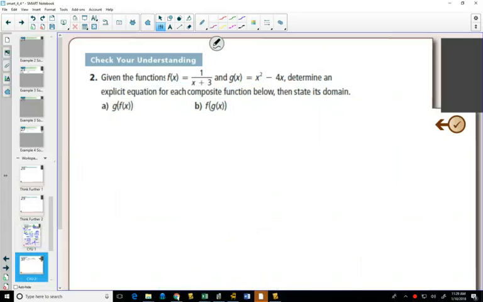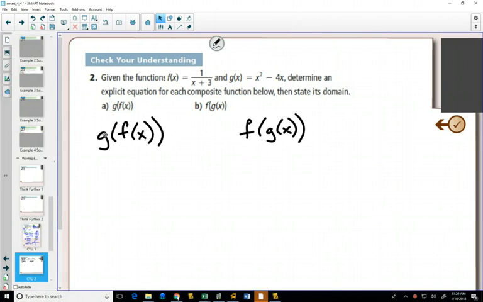So here we want to find g of f of x. Okay? And here we want to find f of g of x. Again, I'm going to give you some time to try it on your own first. Check with your neighbor, and we'll see how we're doing. So just find the explicit equation. We'll do the domain together after.